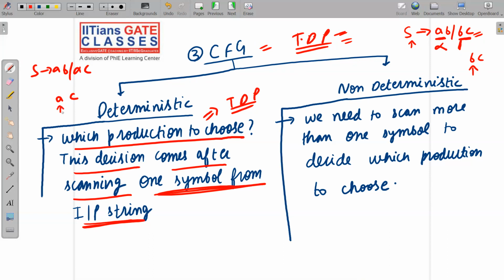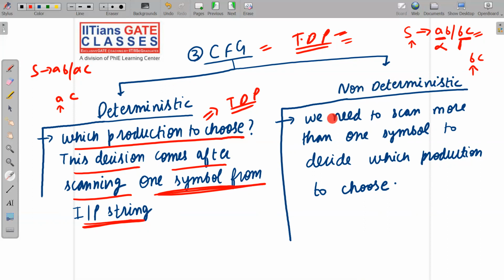Now, after scanning this A from S, can we decide which production to choose? No. We have to scan the second symbol also, and then we can decide that we have to choose AC, not AB. After scanning A, we are in a dilemma whether to choose S implies AB or S implies AC, because both start with A. So this is an example of non-deterministic context-free grammar.